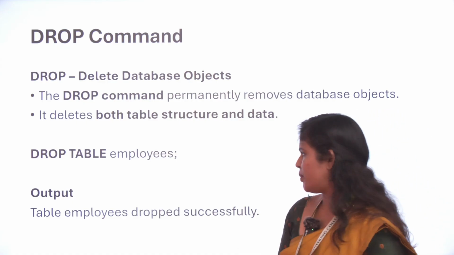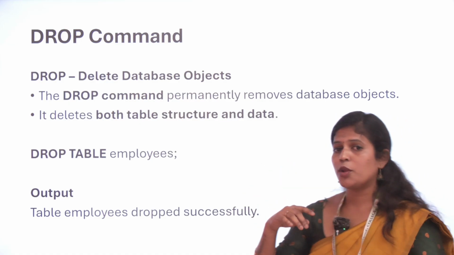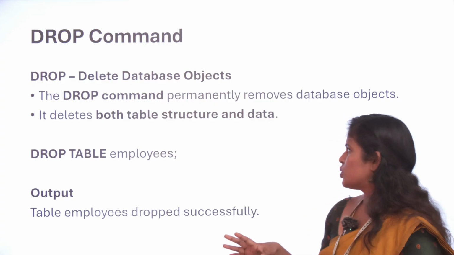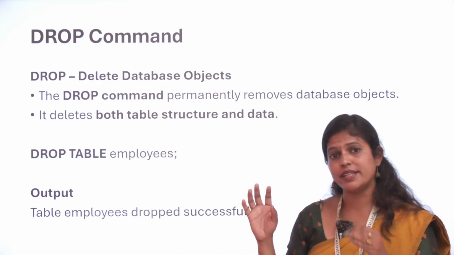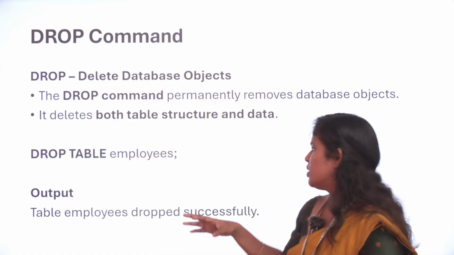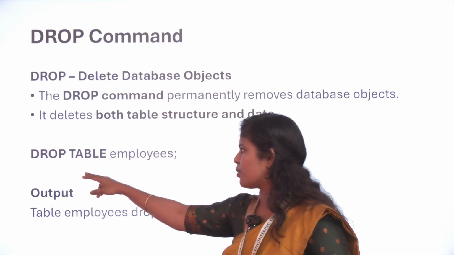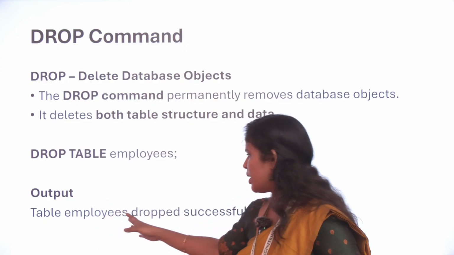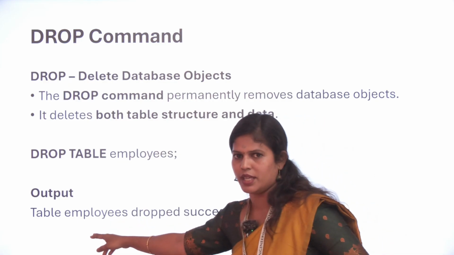Next one is drop table. The drop table helps you to remove your database objects permanently, so it not only deletes your data, it drops your entire table and the data as well. This is the syntax for that: drop table and your table name, and your output will be table employees dropped successfully. This is your table name.